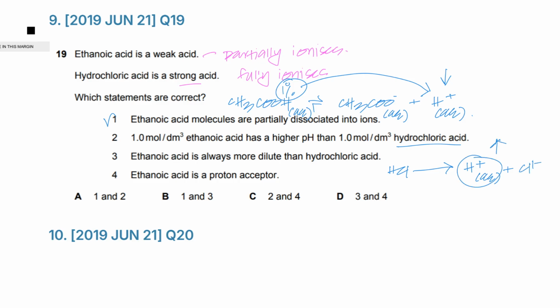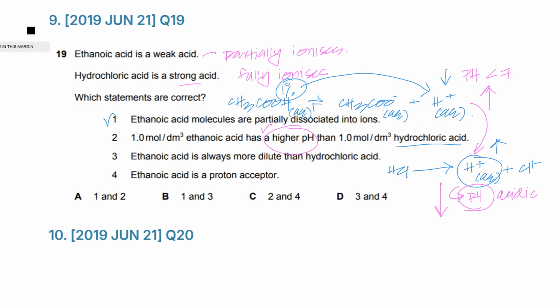And the higher the concentration of hydrogen ions, the lower the pH, right? Because the more acidic the solution is. So the pH for hydrochloric acid is lower. The pH of ethanoic acid compared to hydrochloric acid is higher. Obviously the pH of ethanoic acid would also be lower than 7 because it's an acid, but it'll have a higher pH compared to hydrochloric acid, because hydrochloric acid gives you more H plus ions since it fully ionizes, right? So 1 mole per dm cube of ethanoic acid has a higher pH than 1 mole per dm cube of hydrochloric acid. Yes, that's true, because it has lower H plus ion concentration.